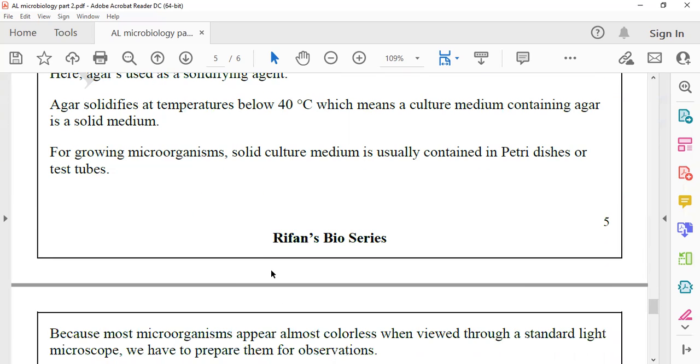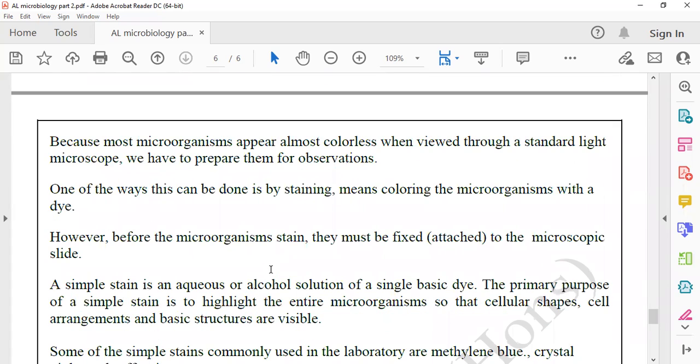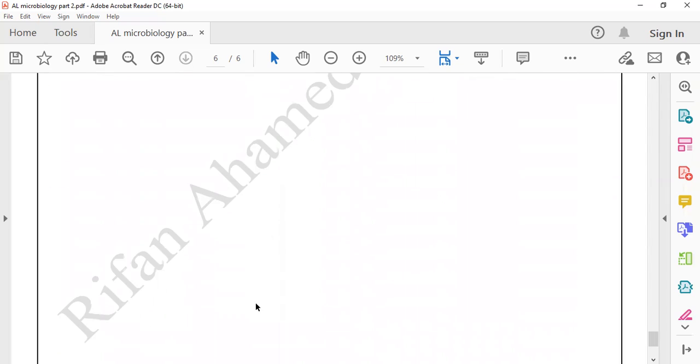Further, because most of the microorganisms appear almost colorless when viewed through a standard light microscope, we have to prepare them for observation. That is a separate story. We will speak about that in the coming one. I have to go to school now. So I am finishing the portion with this.